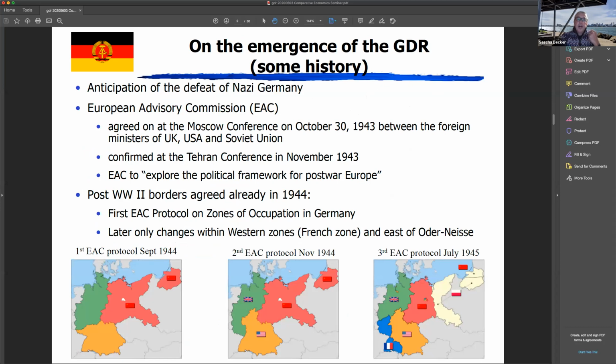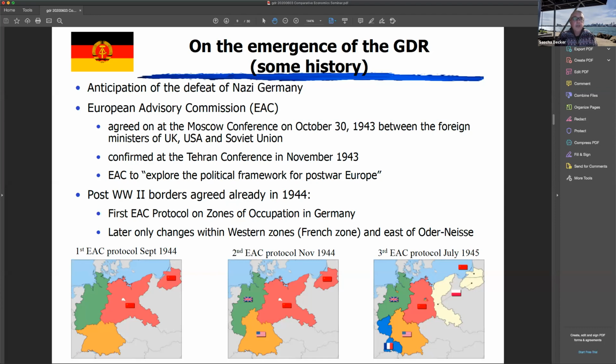So how did the GDR come about? How did that border of the GDR arise in the first place? In 1943, as the forces fighting against Nazi Germany anticipated a defeat of the Nazi regime, they instituted the European Advisory Commission, the EAC, which was agreed on at the Moscow conference, confirmed in Tehran, and whose job was to explore the political framework for post-war Europe.